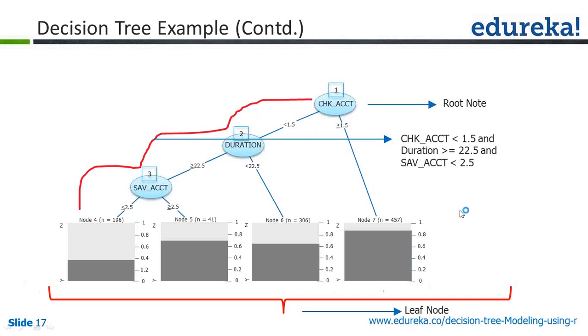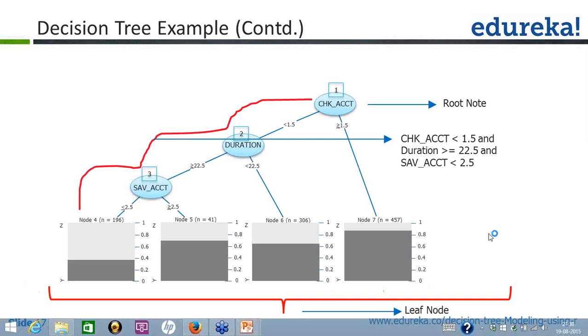This is a typical example of a decision tree. Decision trees are of two kinds, classification tree and regression tree. What you are seeing right now here is an example of a classification tree. The nodes at the final level are called the leaf nodes. Am I clear?